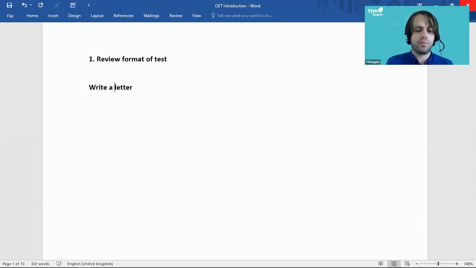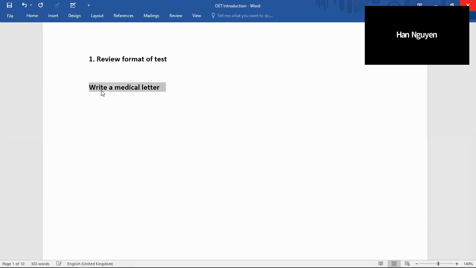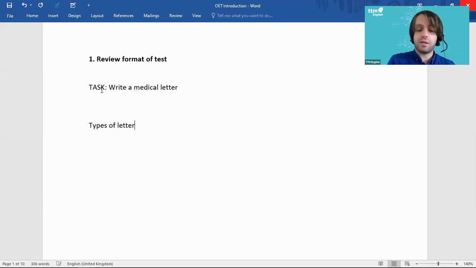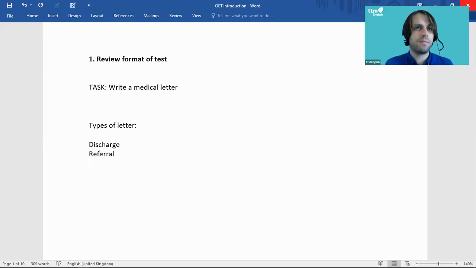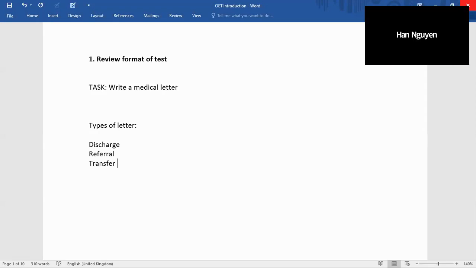It depends on the kind of letter. Sometimes it's for a nurse, for a healthcare professional, for specialists. There are normally 3 types of letter. You've got discharge letter. Good. And referral, and transfer. These are the main ones, but there are probably others, aren't there, Han? Like pre-operation. Yeah. Procedure transfers. You see that.